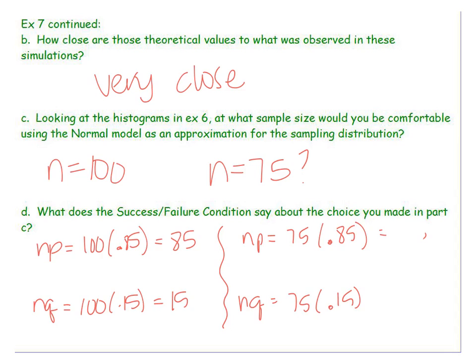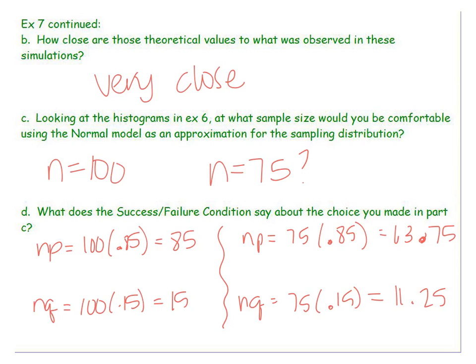That one comes out to be 63.75, which is no issue. The other one, which is definitely smaller, is 11.25. Well, the only rule was they had to be bigger than 10. So, technically, we could say on both the histogram for 75 and the histogram for 100 that we feel comfortable using that to calculate data.